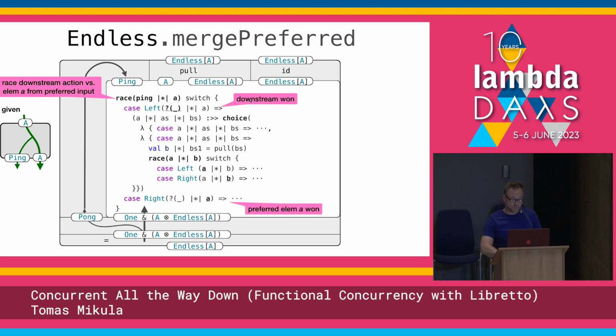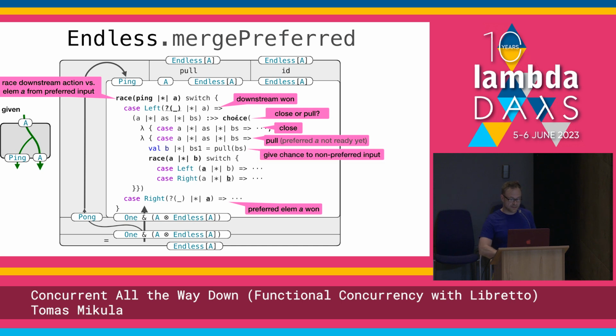Let's say the downstream won, in which case we have to look: is it closing or is it asking for the next element? If it's asking for the next element, the preferred one is not ready yet, so we pull on the secondary source and let those two elements race, and then based on which one wins, we output that one. I'm omitting the details here, but the important thing is that we turn some non-deterministic outcomes into a type on which we then have to pattern match and handle all the cases.